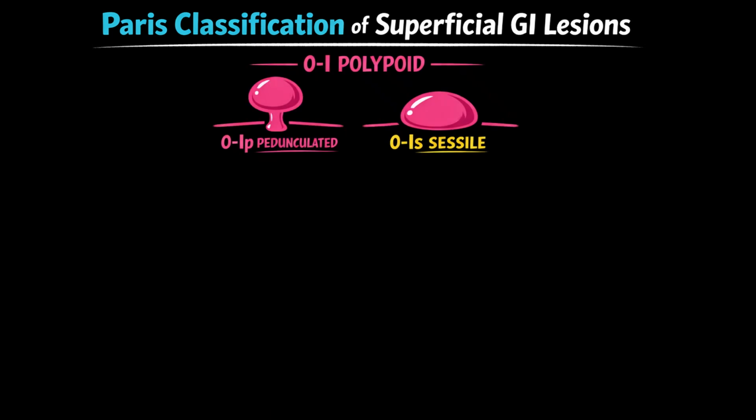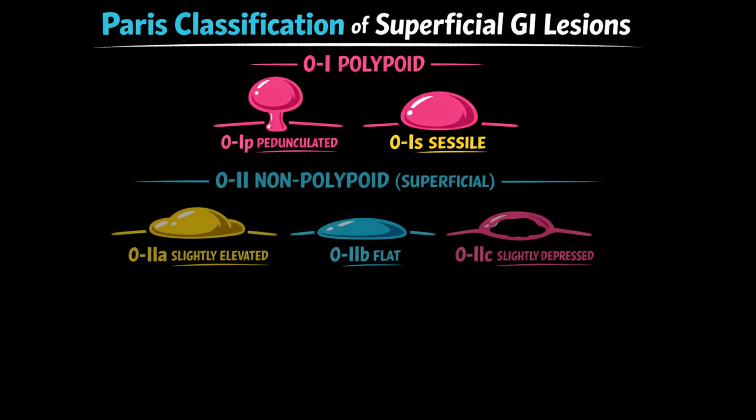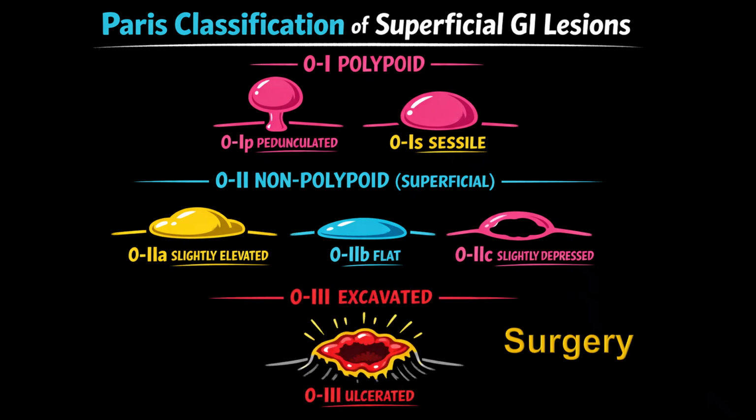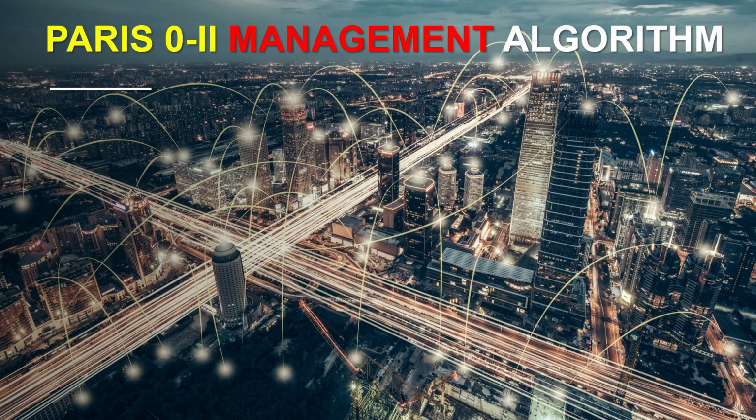Paris classification type 1 is the polypoid, subdivided into 1P, pedunculated, or 1S, sessile polyp. Type 2 is the non-polypoid, subdivided into type 2A, B, or C. 2A is slightly elevated, 2B is completely flat, and it's very difficult to identify the edge. 2C has a slightly depressed area. Type 3 is excavated and should be removed surgically, and don't try to touch this lesion.